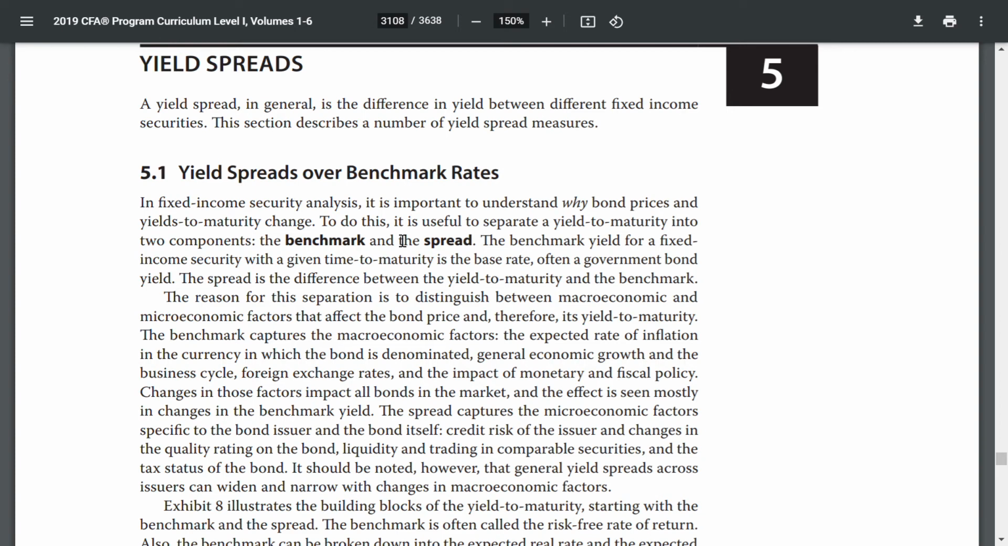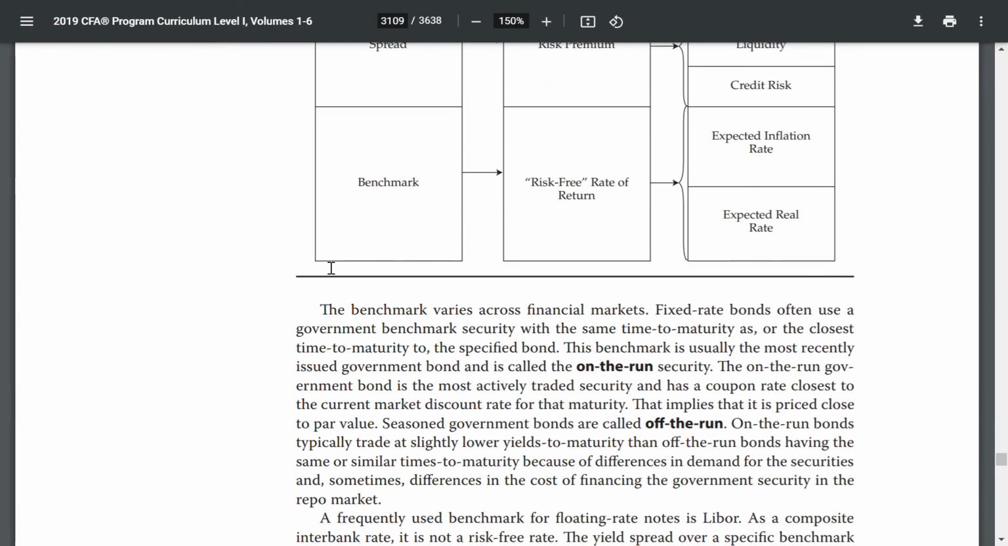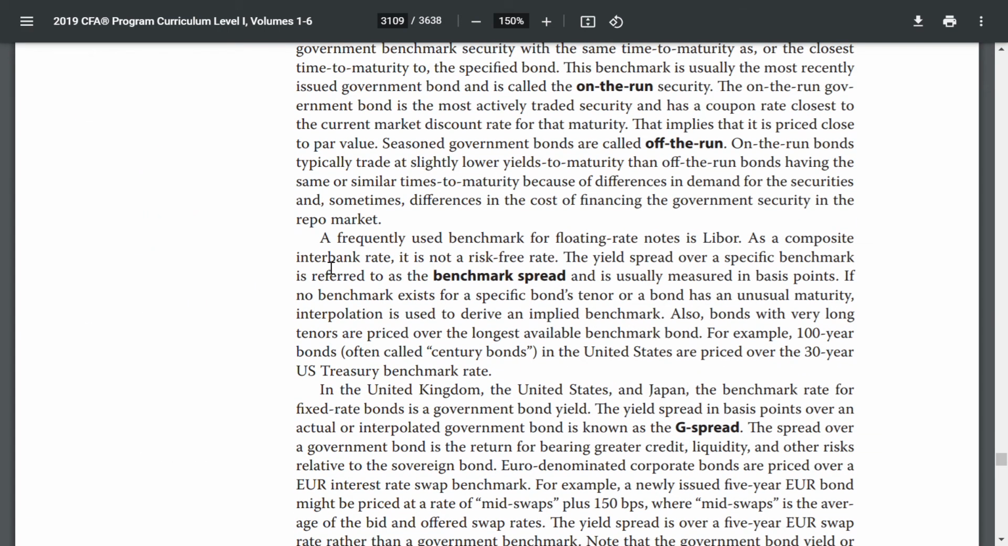The benchmark yield for a fixed income security with a given time to maturity is the base rate, often a government bond yield. The spread is the difference between the yield to maturity and the benchmark. Frequently used benchmarks for floating rate notes, such as LIBOR, as a composite of interbank rates, is the risk-free rate. The yield spread over the specific benchmark is referred to as the benchmark spread. It is usually measured in basis points.